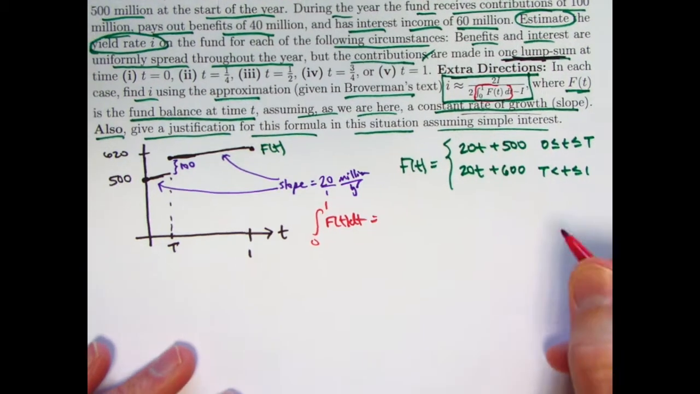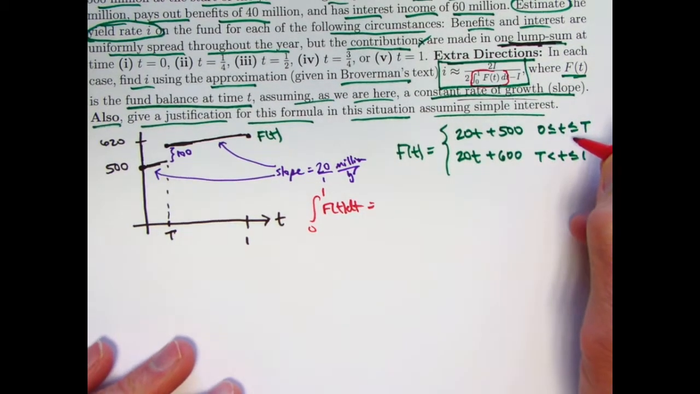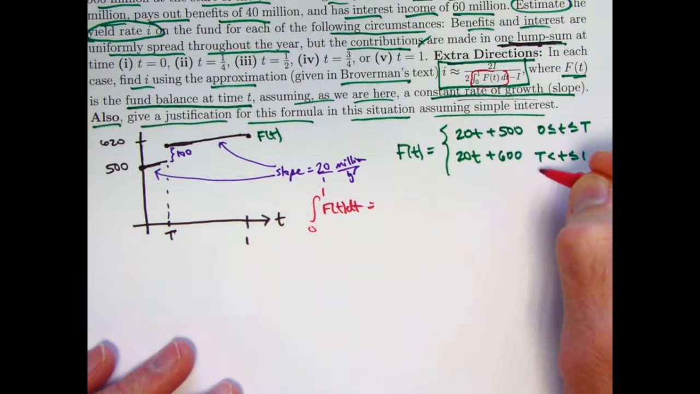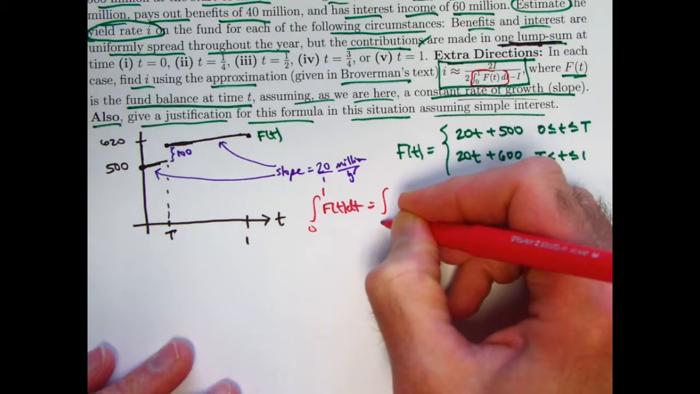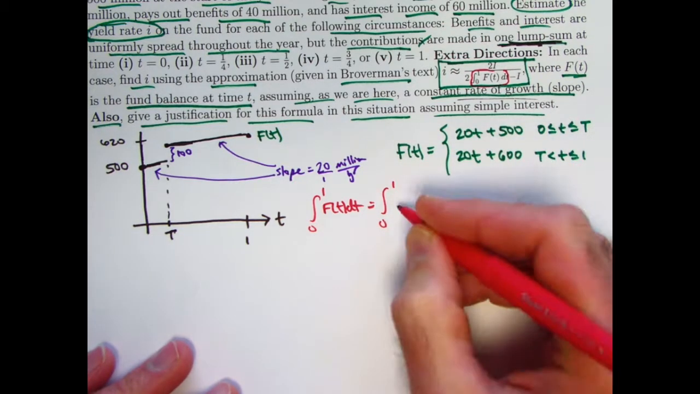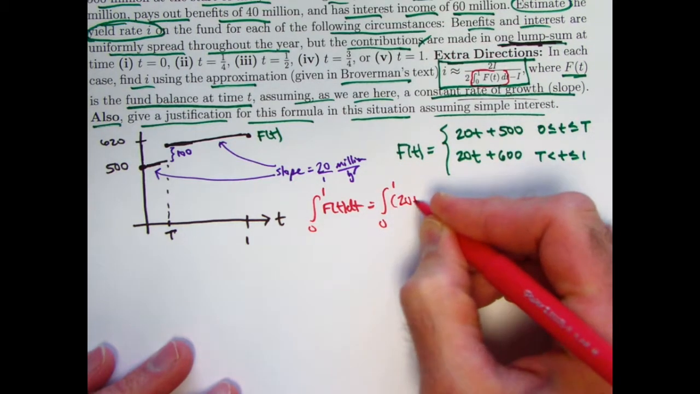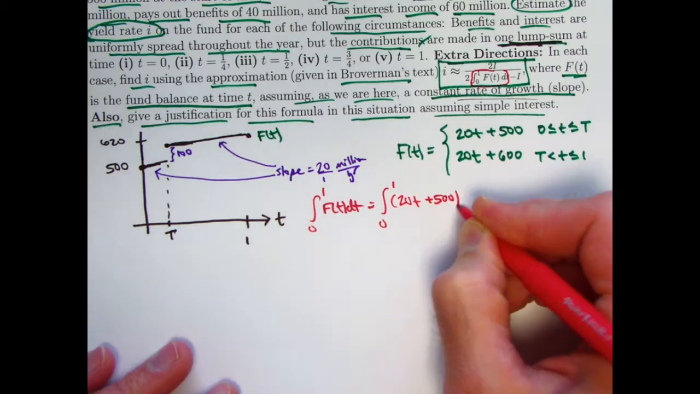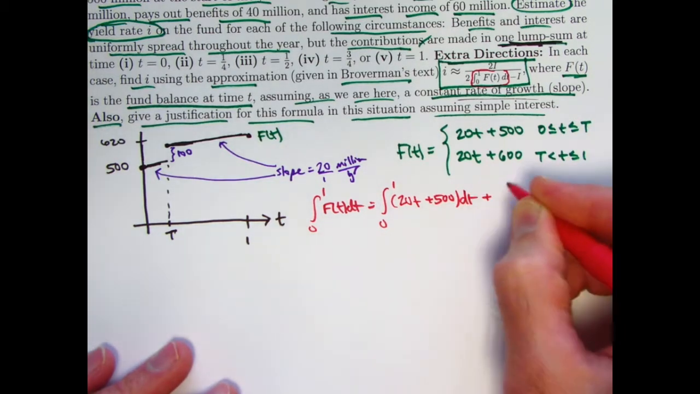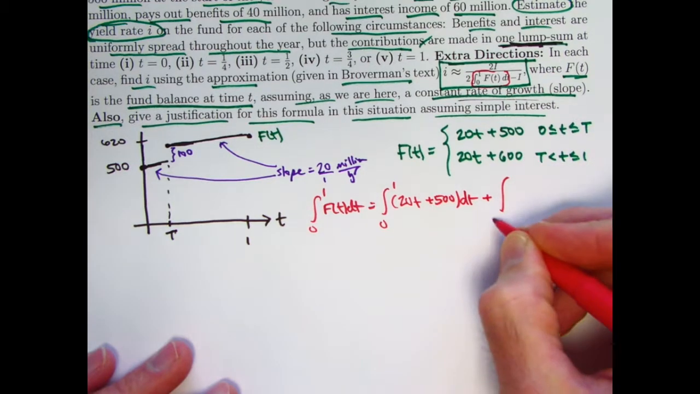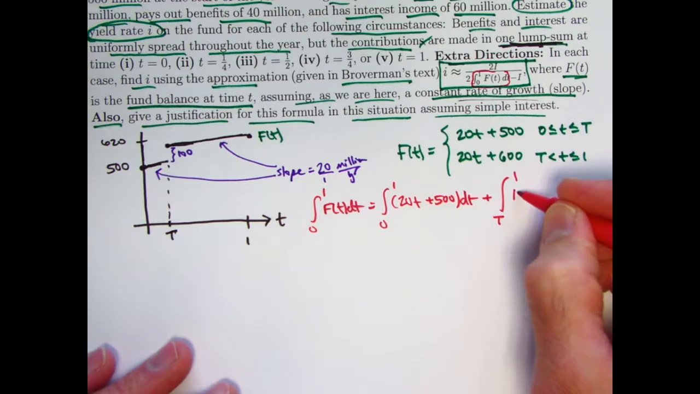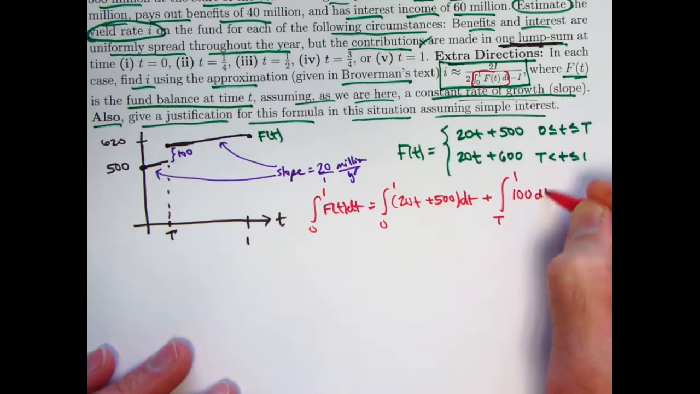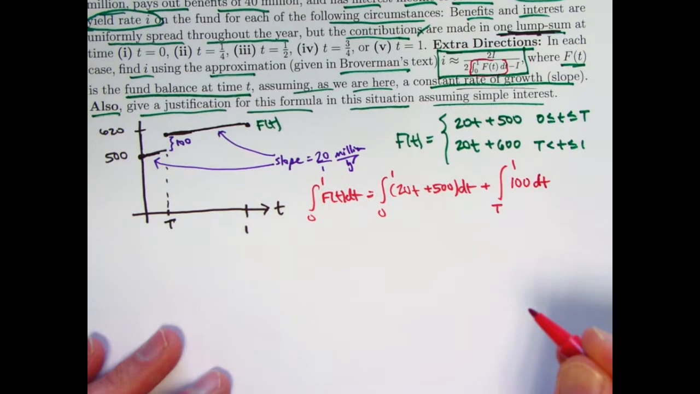Well, it's a piecewise function. I could integrate it from 0 to T, and then add the integral from T to 1. However, these formulas are almost the same, so you could think of it as the integral of the pieces that are the same, 20t plus 500 really, is the same in both pieces, plus the integral from T to 1 of the part that's not the same, the extra 100 that comes from the jump discontinuity. Okay, so I hope you see what I did there.